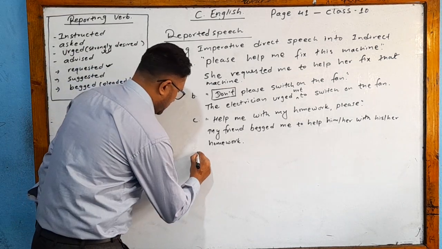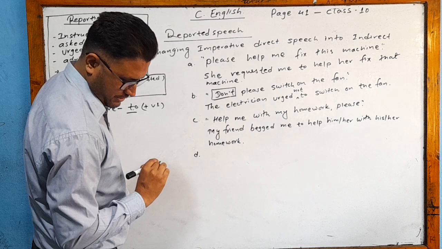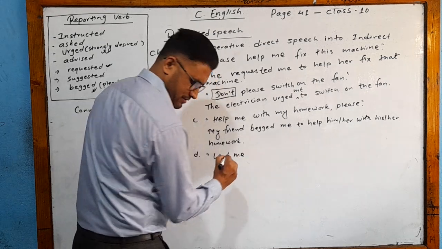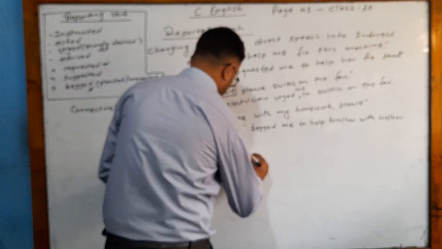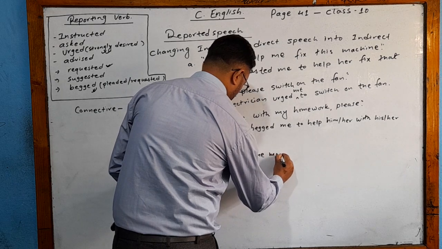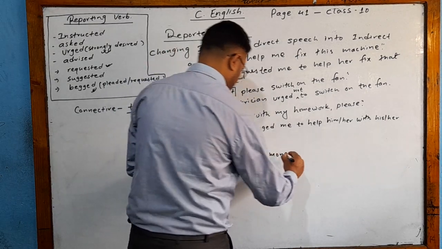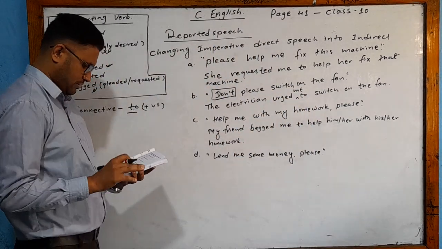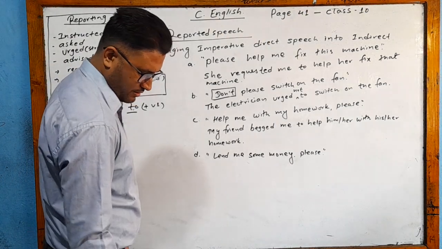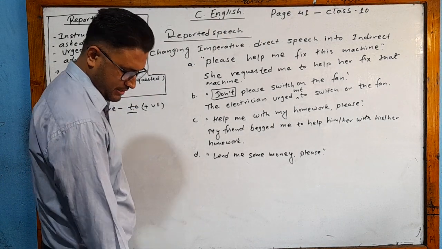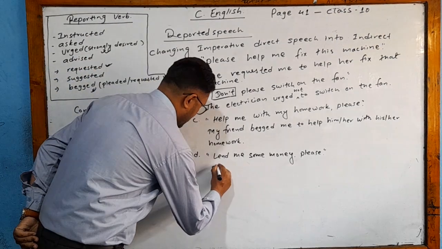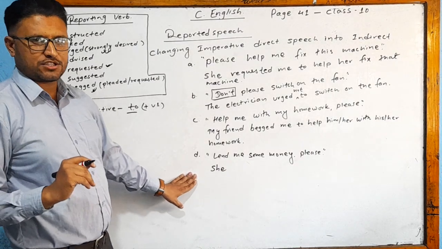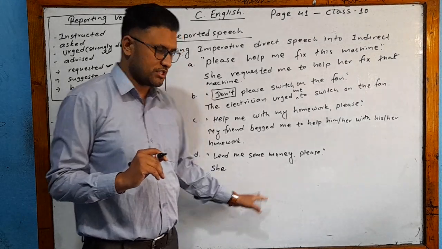Alright, D has a question like this: Lend me some money, please. And the subject that begins in indirect speech is she, S-H-E. So you can clearly see again, please has come and looks like a request, of course.